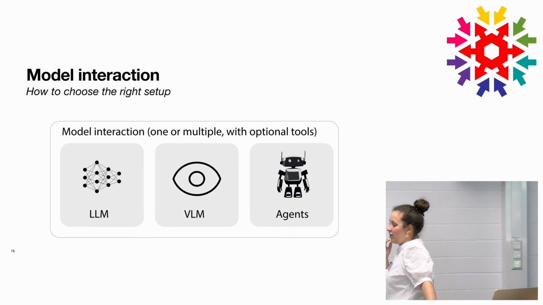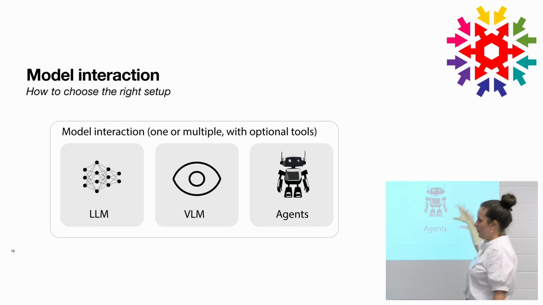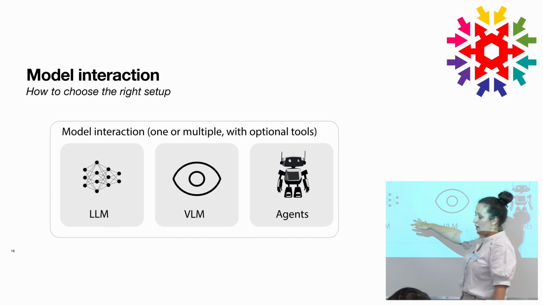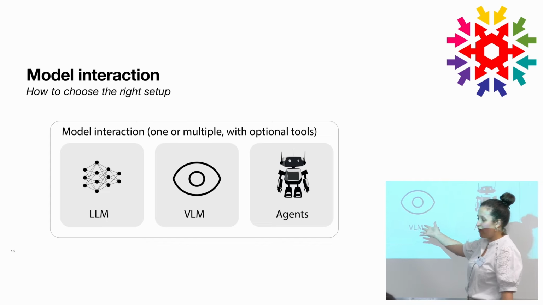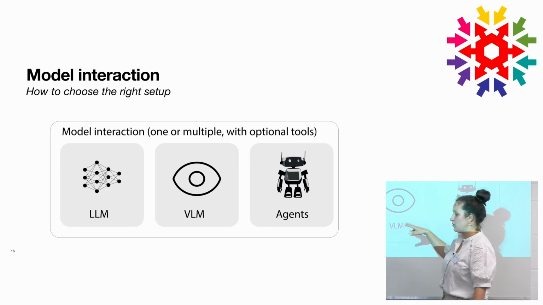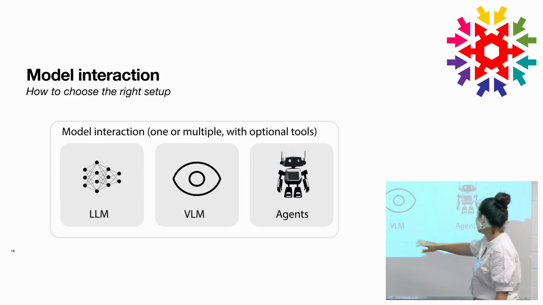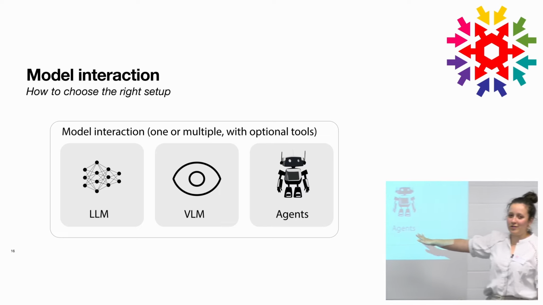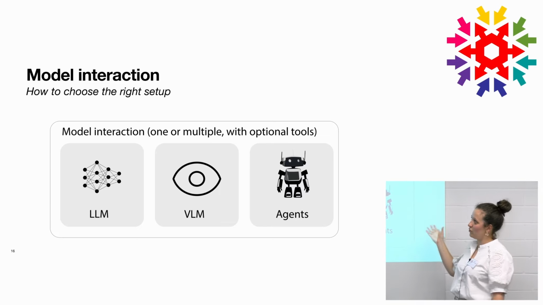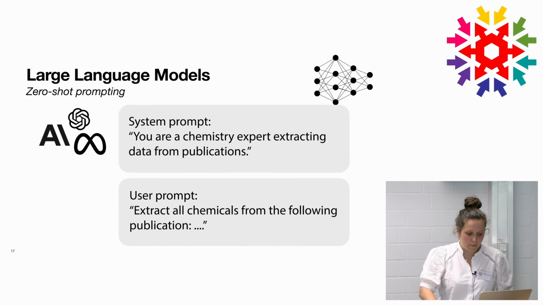And now we would actually come to the model interaction. And there you have different things you can do. You can do large language models. I told you before, maybe you have some struggles with converting your PDF into text. So maybe it's easier for you to use directly a vision language model. And maybe you heard in the last days also the term agents. So that's also something that you could do for data extraction. So let's go through them one by one.